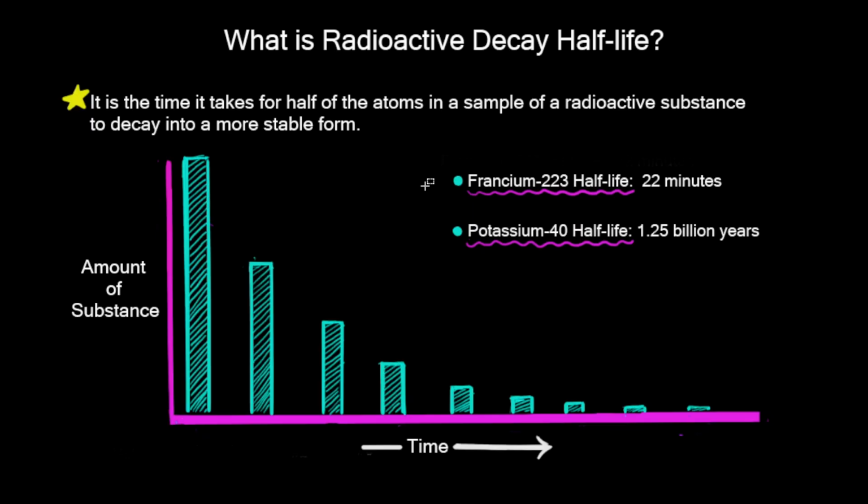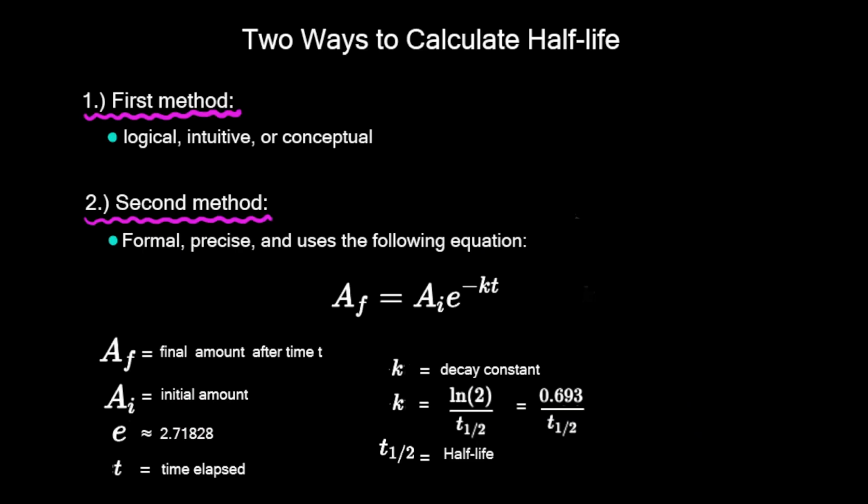Just to give you some perspective, not all nuclei are the same. For example, francium-223 has a half-life of about 22 minutes, while potassium-40 sticks around for 1.25 billion years. Let's now talk about how to calculate half-life.